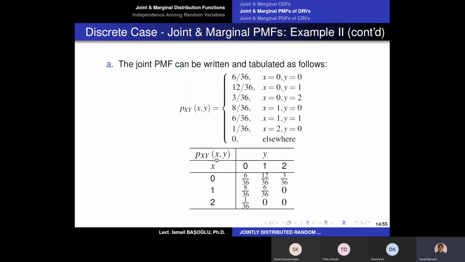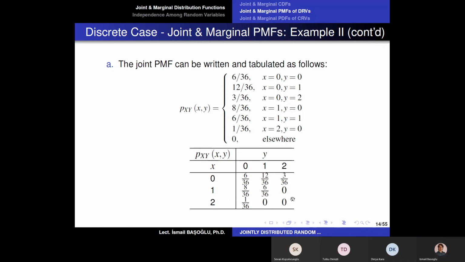So we know that both X and Y random variables can possibly take the values of 0, 1, and 2. And in the cells of this table, we are writing the joint probability mass values. And of course, because of the elsewhere condition here, it is impossible for X to be equal to 1 and Y to be equal to 2 at the same time, or vice versa, or for both of them to be equal to 2 at the same time. So these three probabilities are simply 0.